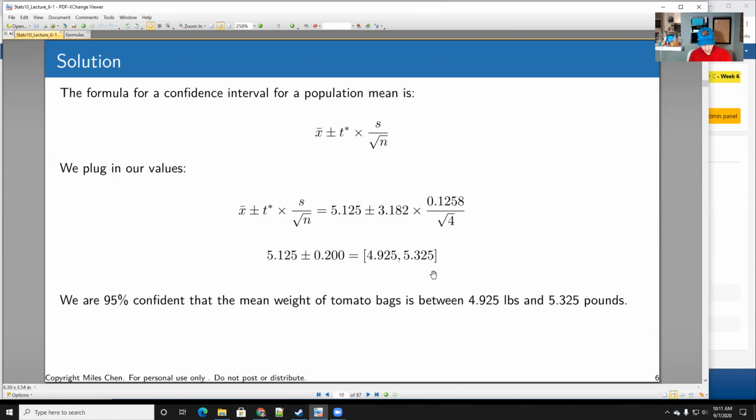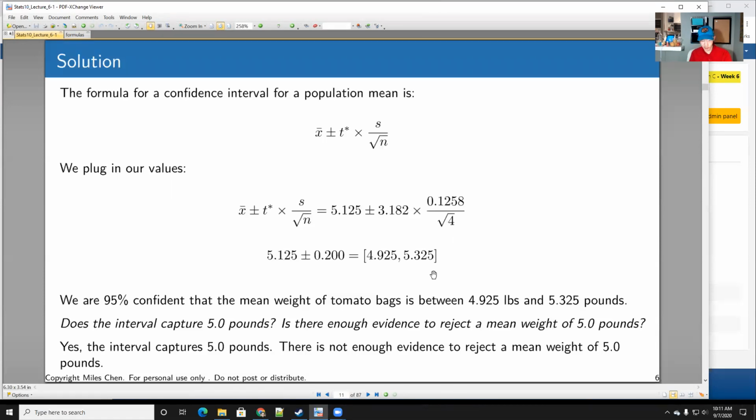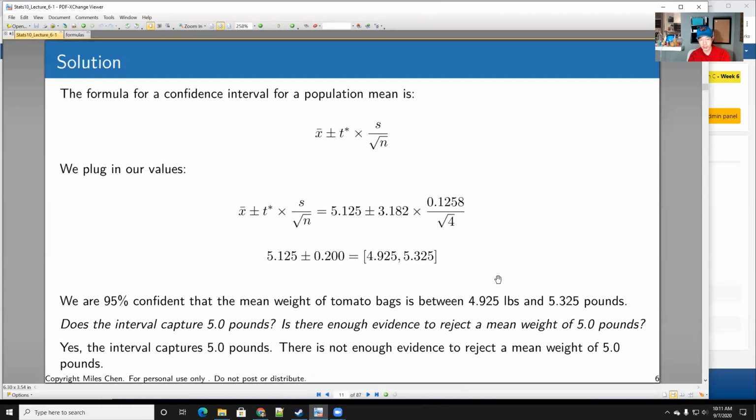And the question was, do we have evidence that it's different from 5 pounds? Does the interval capture 5 pounds? Is there enough evidence to reject a mean weight of 5 pounds? The interval does capture 5 pounds. 5 pounds is within the bounds of the interval, which means there's not enough evidence to reject a mean weight of 5 pounds. So it is possible that the mean weight of tomato bags is 5 pounds, and we can't reject that. So that's the solution there.